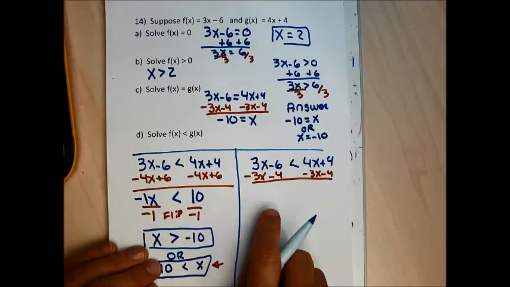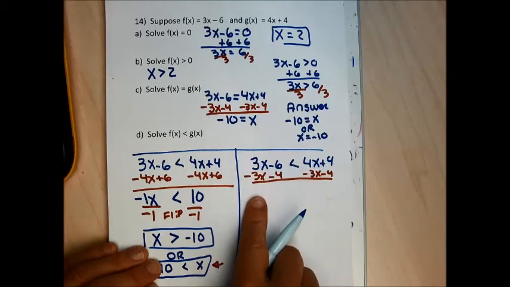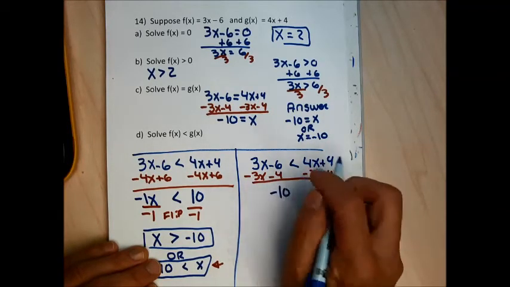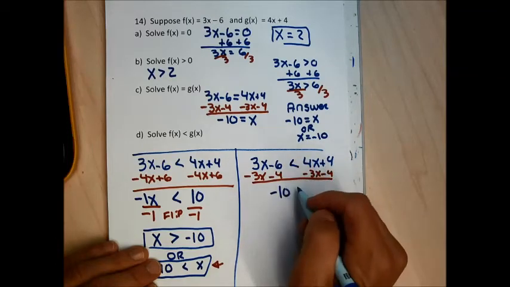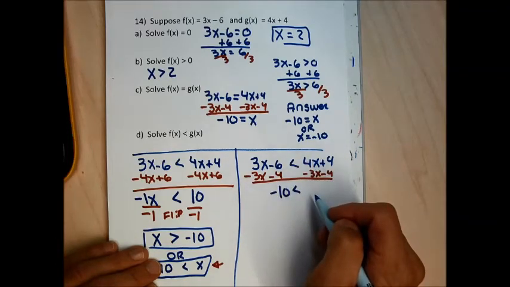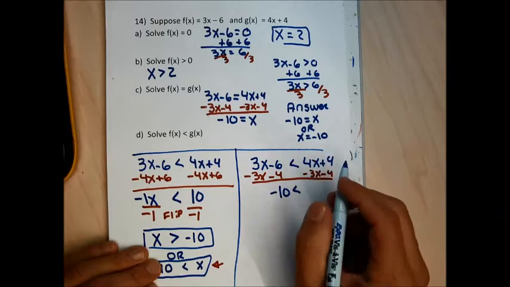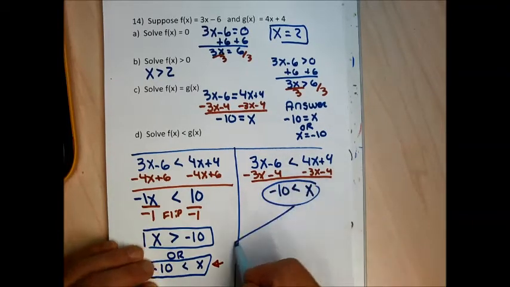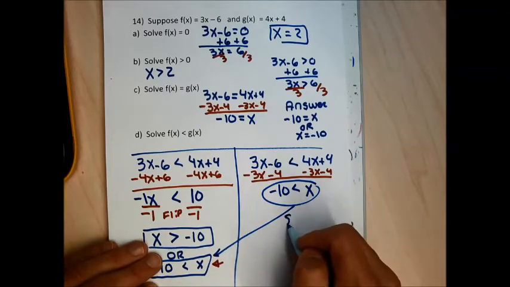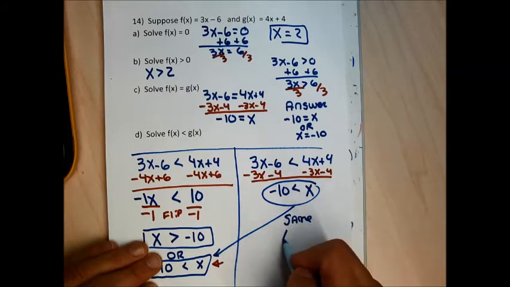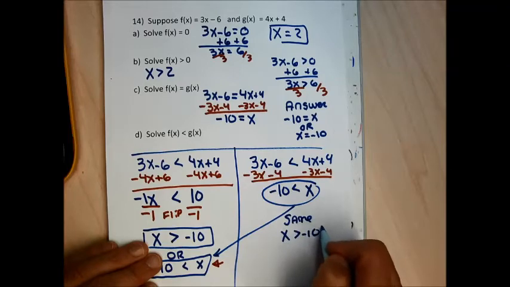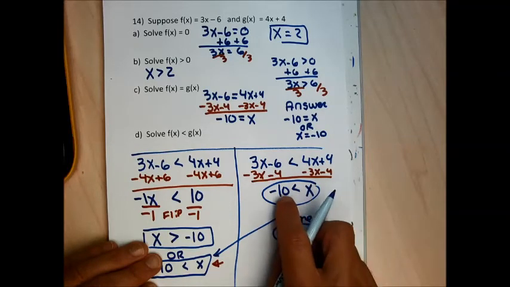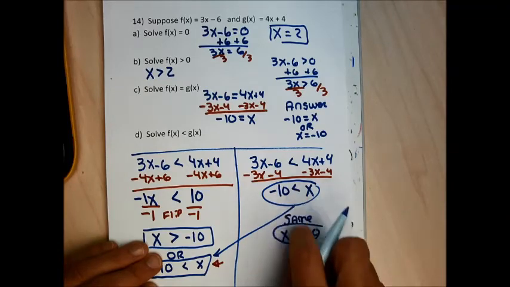Solving it this way, on the left-hand side, I made the 3x's cancel. The minus 4 and minus 6 give me a minus 10. I bring down the less than sign. I don't flip it when I'm adding or subtracting. On the right-hand side, 4x minus 3x is 1x, and the 4's cancel. That answer is that version of the answer, which is the same as x is greater than negative 10. As long as the open end of the inequality is pointing towards the x and the pointy end is pointing towards the negative 10, these mean the same.